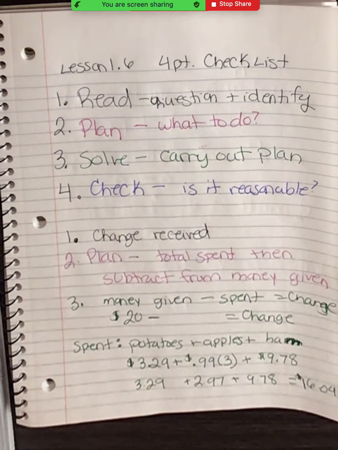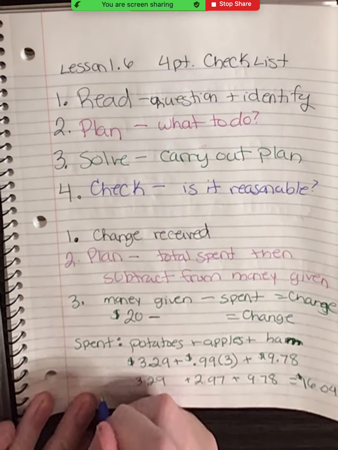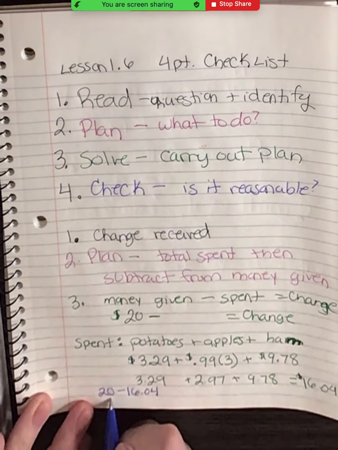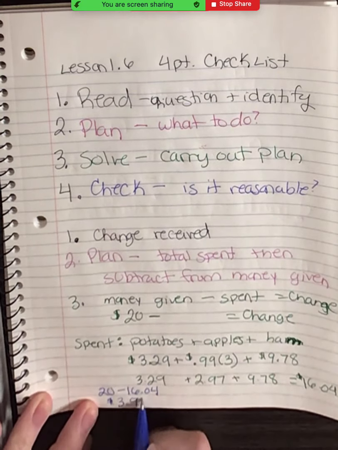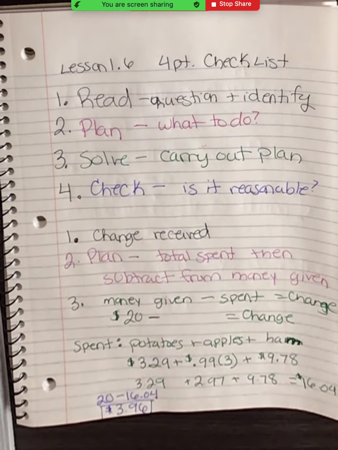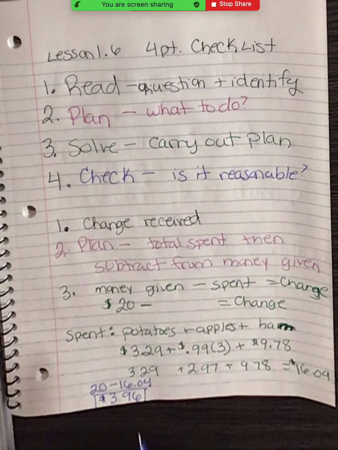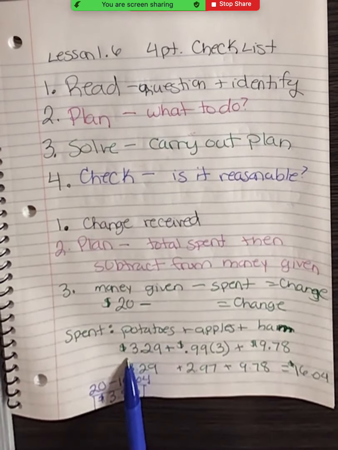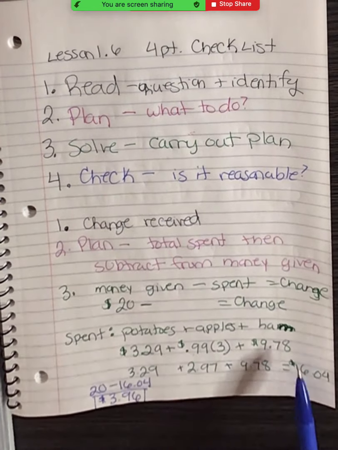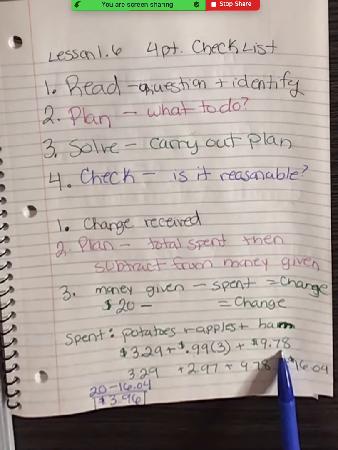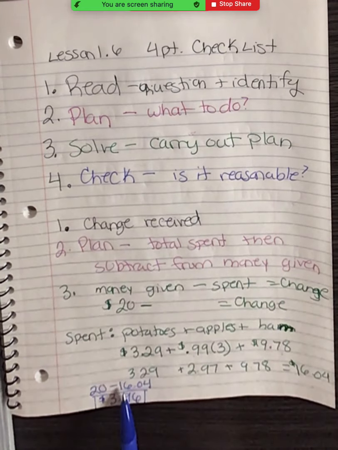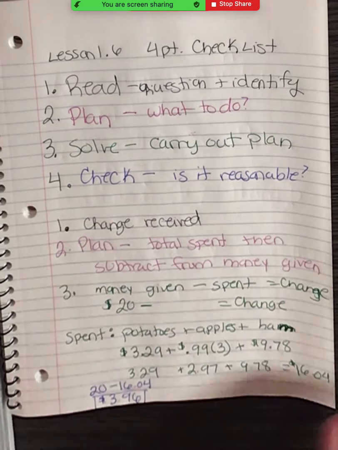So the change given is 20 minus $16.04. So you would get $3.96 change back. To check it, right, we're estimating. So about $3 on potatoes, about $3 on apples, that's 6, and about $10 on a ham. So you spent around $16, you get around $4 change. So it makes sense, that one, okay?